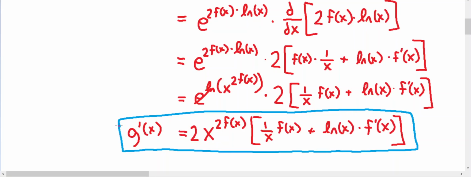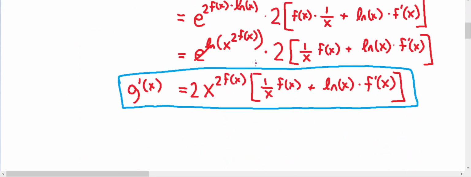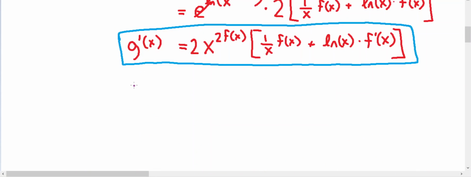All right, so what was the point of finding g prime of x? If we go back to the original question, it says that g of x has a local minimum value of 27 at x equals 3. So this means that local minimum tells us this x equals 3 is a critical point. That's another way of saying that g prime of 3 equals 0. So if we set this entire thing equal to 0 at x equals 3, then we get a little closer to finding f prime of 3.